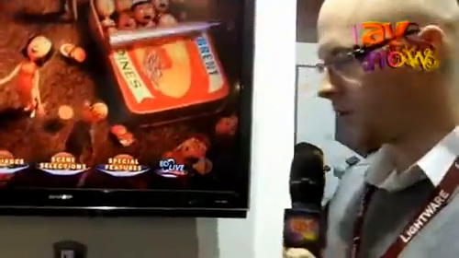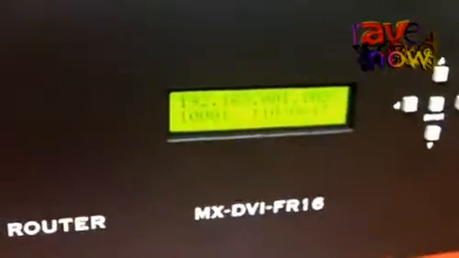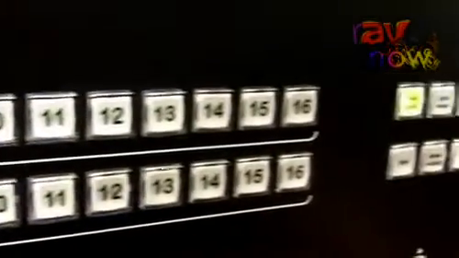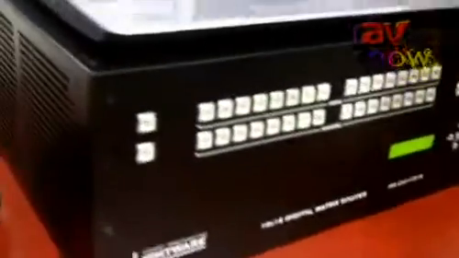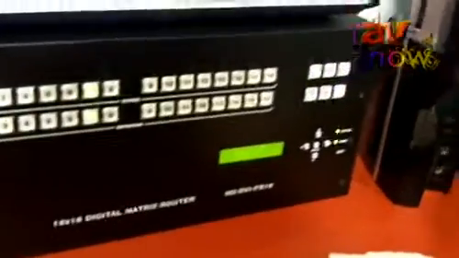And here we are demonstrating our MX-DVI FR16, a 16 input, 16 output matrix switcher. The new thing about this is that we have a new input card, a DVI-I input card, which accepts DVI signals, HDMI signals, analog VGA and analog YUV signals as well. And the card converts every signal into digital format.